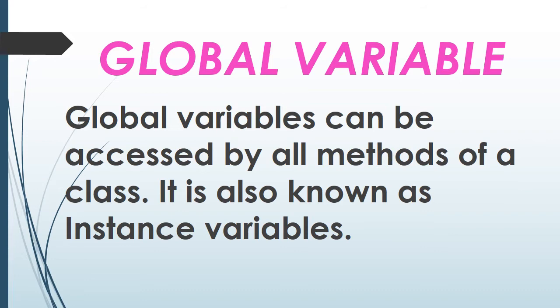Okay, so that's why it is known as a global variable, because it can be used by any method inside the class. You know that in a program we create a class, and in that class we can create so many methods, so many functions. Inside all those methods, we can use those global variables. It is accessible by all the methods. It is also known as an instance variable.